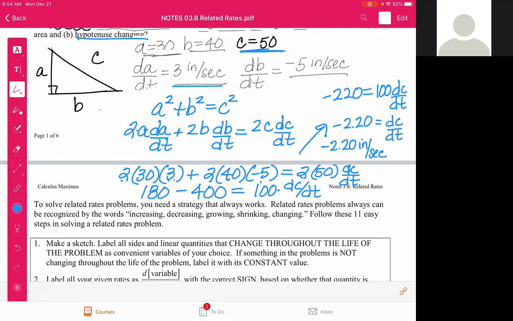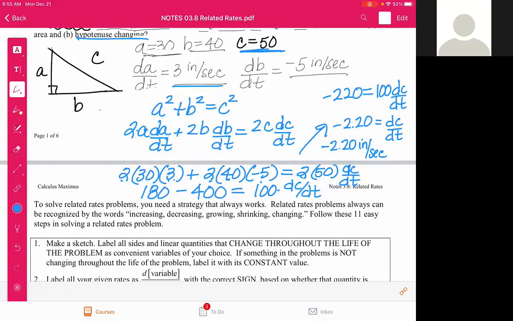What if you did what? Say it again. Oh, yeah, you could solve for C. Now, that would be a little bit of a pain in the neck because you'd have a square root over top of the a squared plus b squared, which would require you to do chain rule in addition to implicit, but absolutely it'll still work.